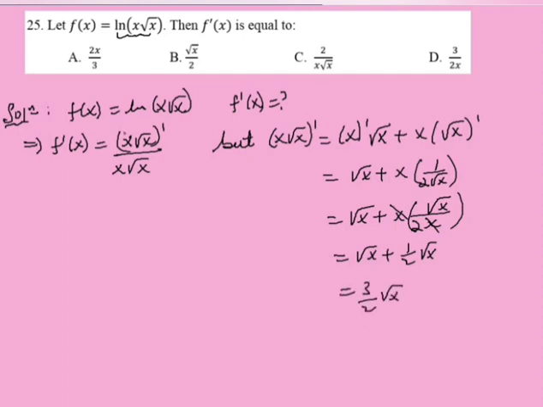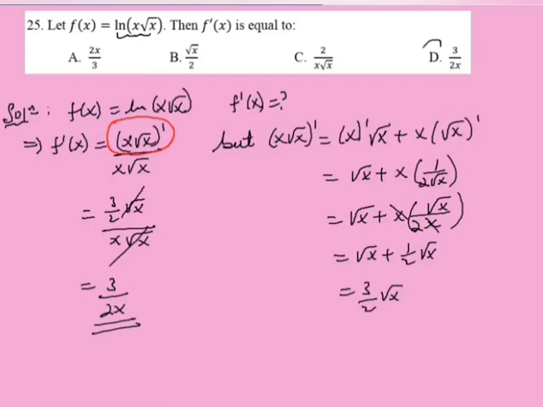So in place of this, we can substitute 3 over 2 root x. So this result becomes 3 over 2 root x over x root x. We can cancel root x, then the result becomes 3 over 2x. So the derivative of this function will be 3 over 2x.